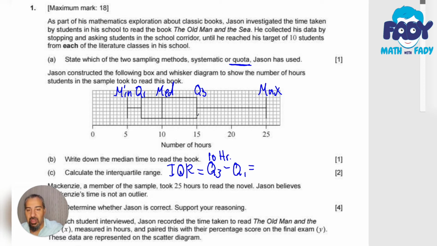And here we can clearly see that Q3 is 15, minus Q1. Here we must notice that between 5 and 10 there are 10 small boxes, which means that each two small boxes is 1 hour. So if this is 5, this will be 6, and this will be 7. So Q1 is exactly 7. 15 minus 7 is 8. So this is our interquartile range.